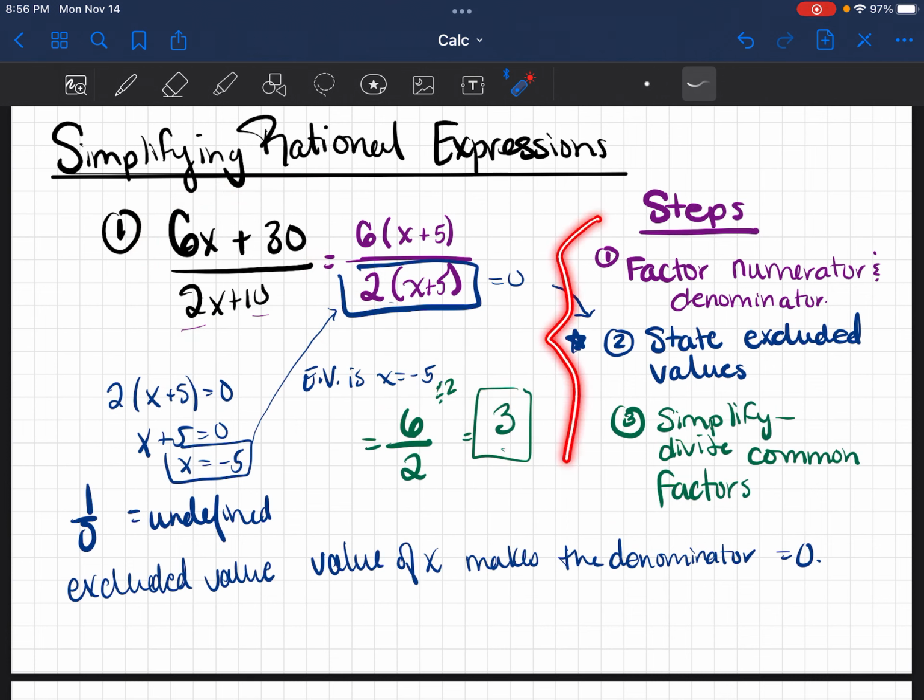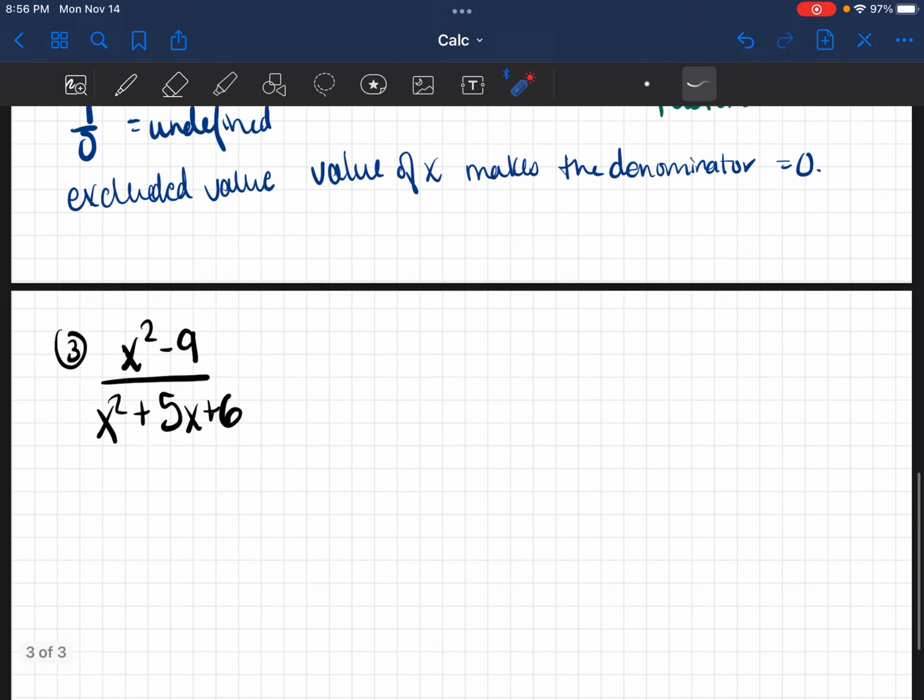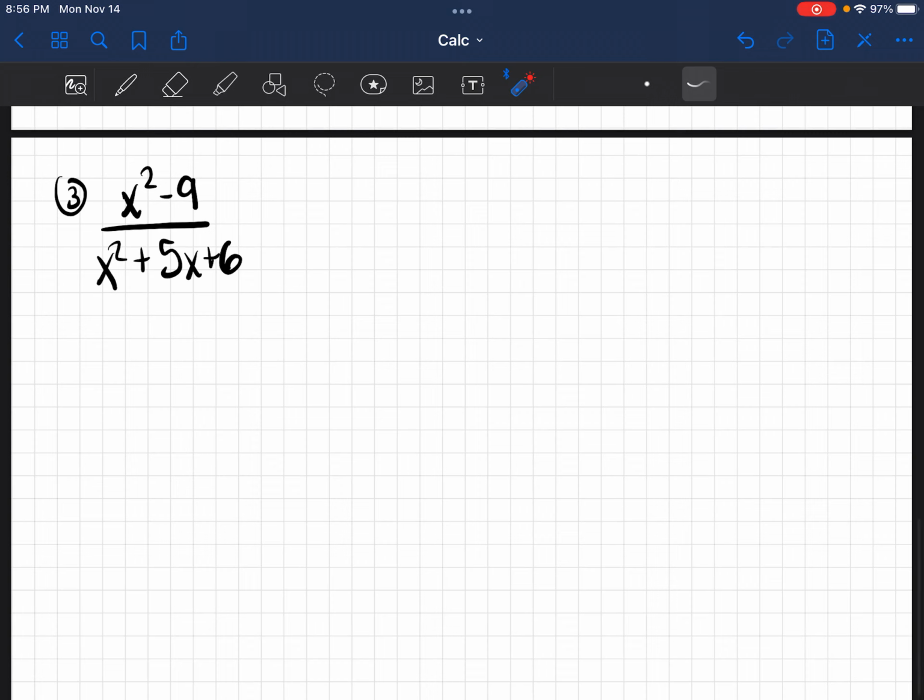So review the steps here: factor, excluded values, and simplify. And go ahead, pause the video and see if you can solve this problem.